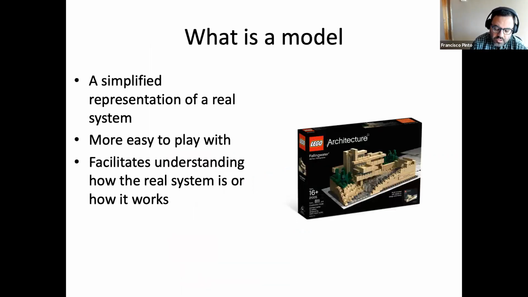So there are many different types of models, and for example, people in the lab use experimental models like model organisms and stuff like that. But the model is always a simplified representation of a real system. And why do we like models? Because they are easier to play with, and we can change stuff in the model more easily and see what happens. So basically, we can make virtual experiments with models.